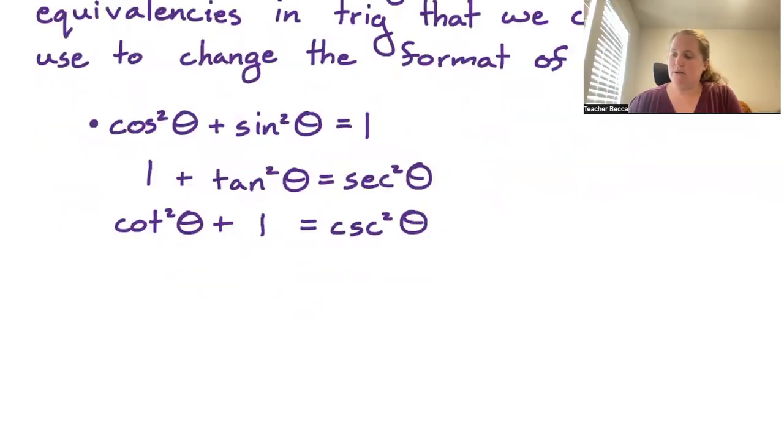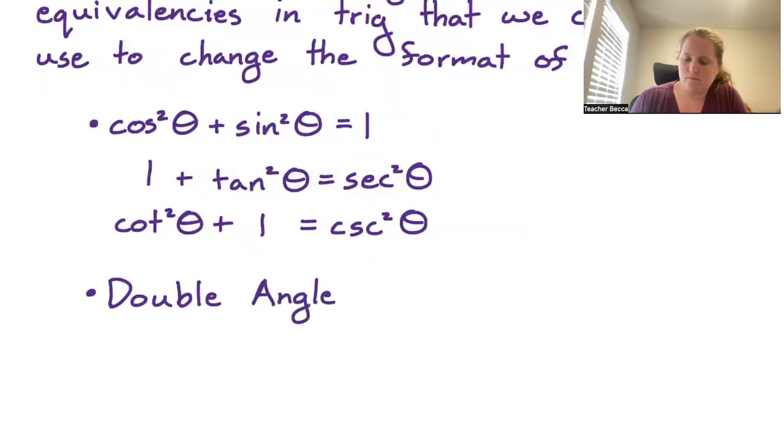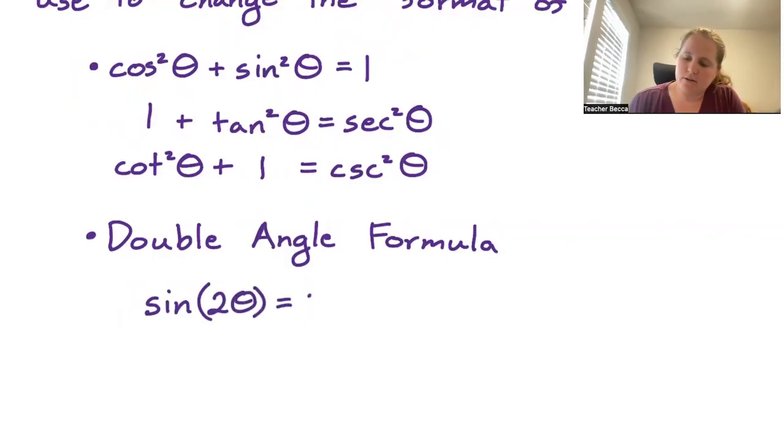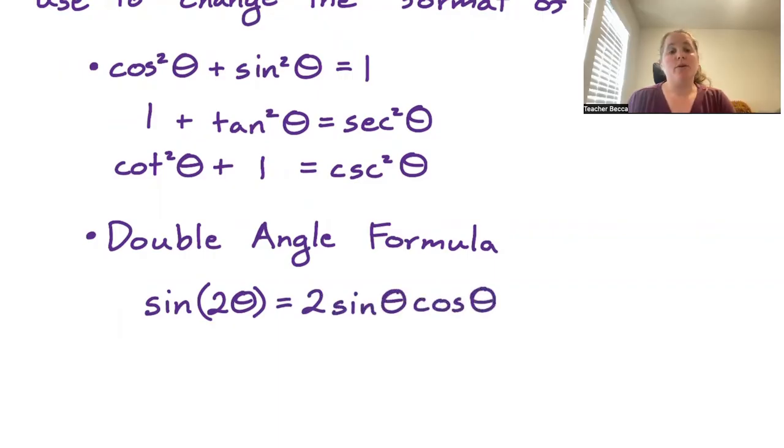In addition to this, another extremely useful tool to have is our double angle formulas, or half angle, depending on which approach you're taking. So for sine, we have sine of 2 theta is 2 times sine of theta times cosine of theta. So we could have used this double angle formula for evaluating the integral of sine theta cosine theta earlier in one of our previous videos.